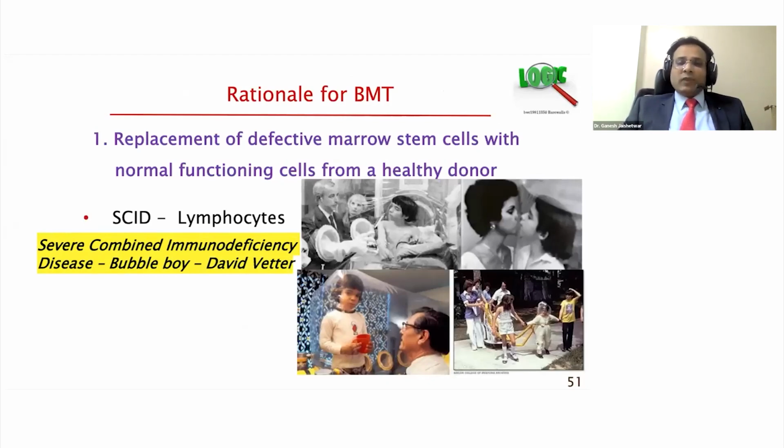And the first SCID baby, David Vetter, survived beyond the first decade way back in 1970, and that was because of, you can see, the bubble care. These are immunocompromised patients who succumb to various life-threatening infections. So David Vetter was from an affluent family, and his parents could afford this sterile bubble care. You can see even for play, he used to be taken in this bubble. And David survived up to 18 years because of such bubble care.